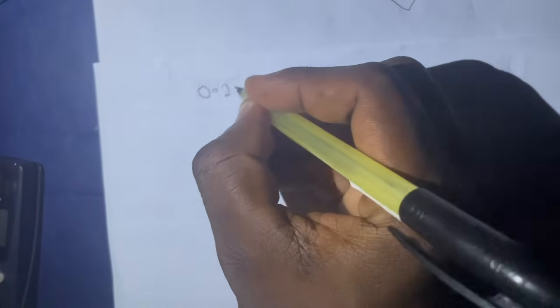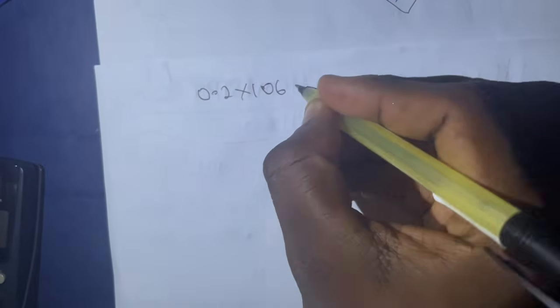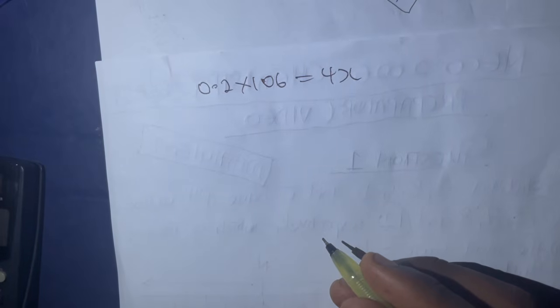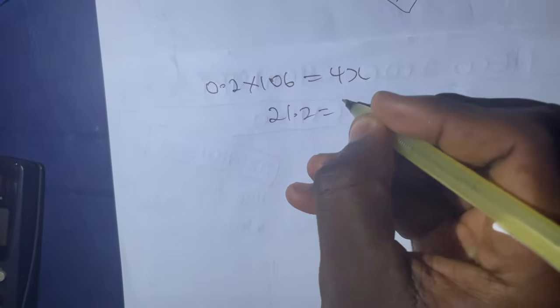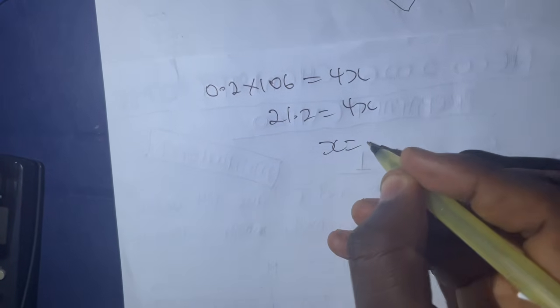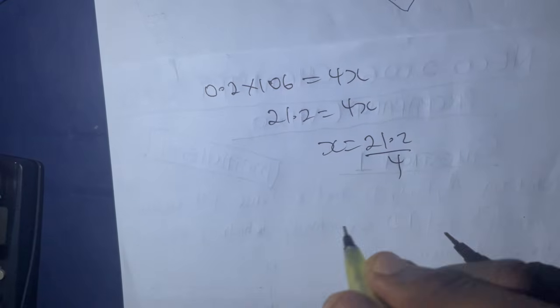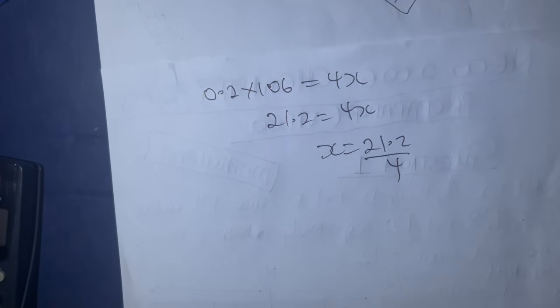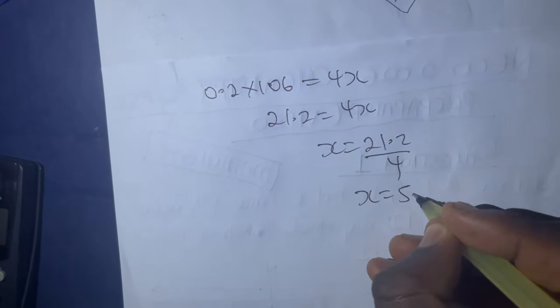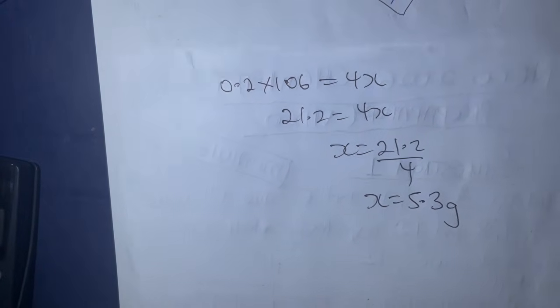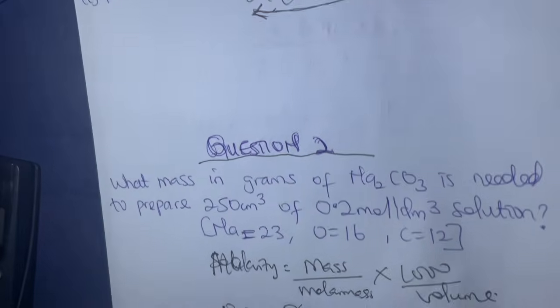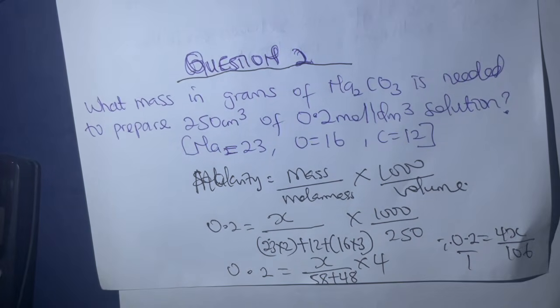0.2 times 106 equals 4x. So 0.2 times 106 is 21.2. So 21.2 equals 4x, and x equals 21.2 over 4. If you divide that, the answer is 5.3 gram. So x is 5.3 gram, and that's the value for x.